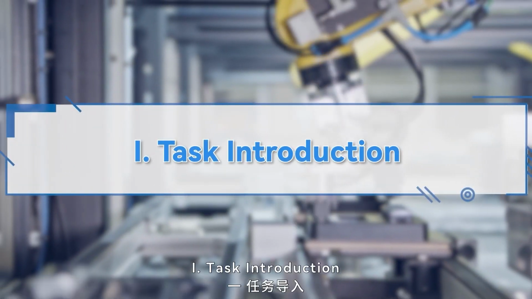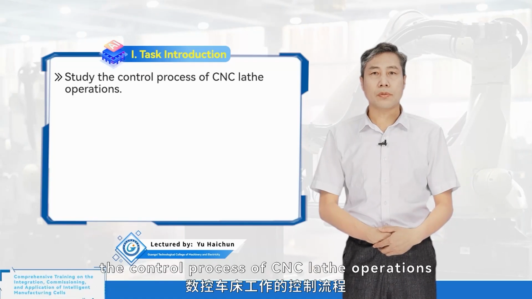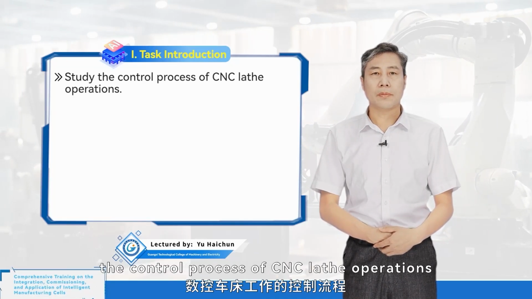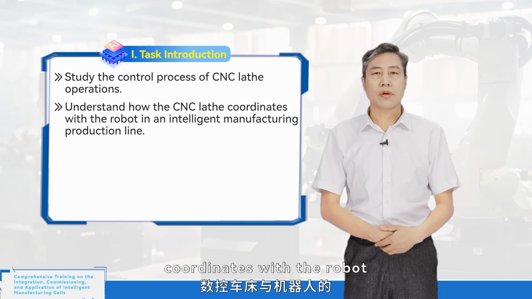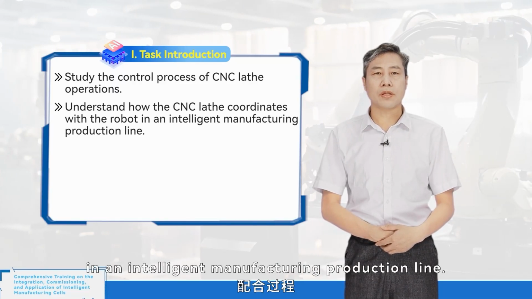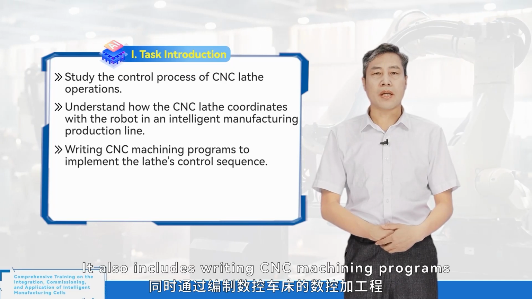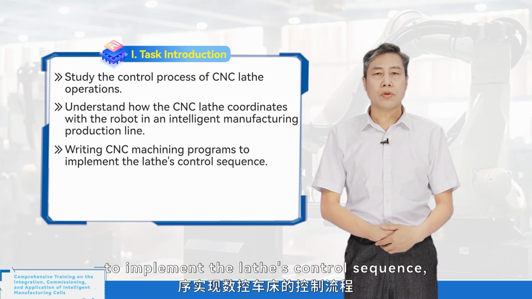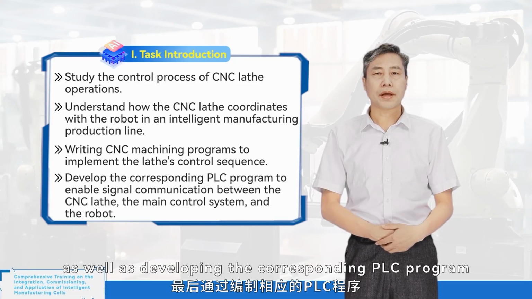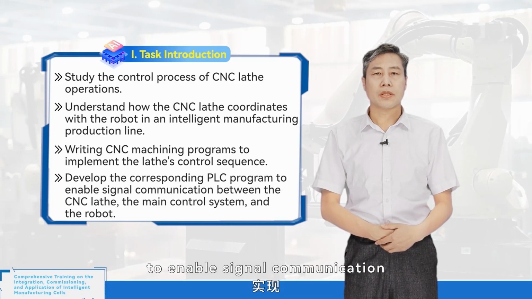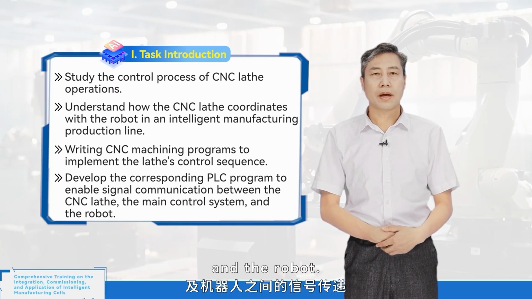1. Task Introduction. This task involves studying the control process of CNC lathe operations and understanding how the CNC lathe coordinates with the robot in an intelligent manufacturing production line. It also includes writing CNC machining programs to implement the lathe's control sequence, as well as developing the corresponding PLC program to enable signal communication between the CNC lathe, the main control system, and the robot.